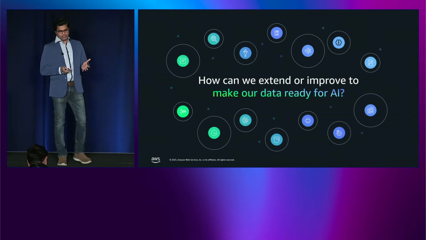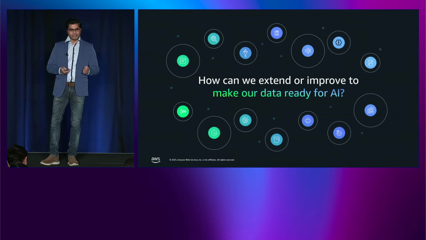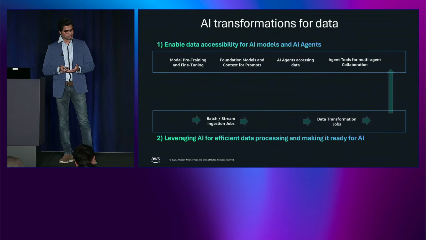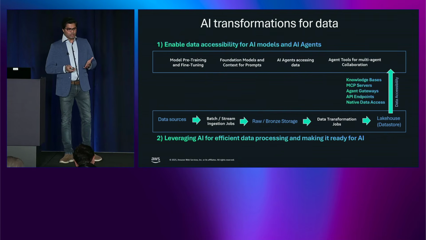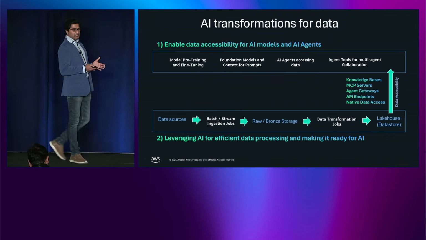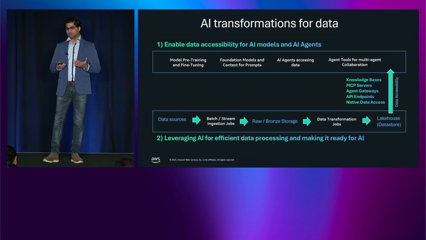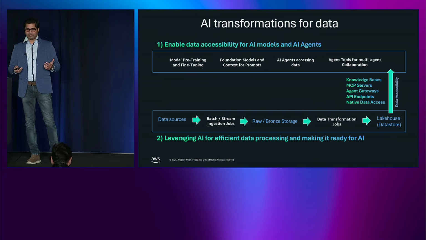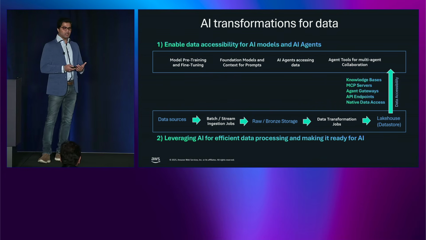So now we have a strong data foundation, right? How do we extend or improve on top of this to make it AI ready? When we talk about AI transforming your data layer, we want to categorize that into two parts. The first part is, let's assume you have enterprise data now. You want to expose that to AI agents.